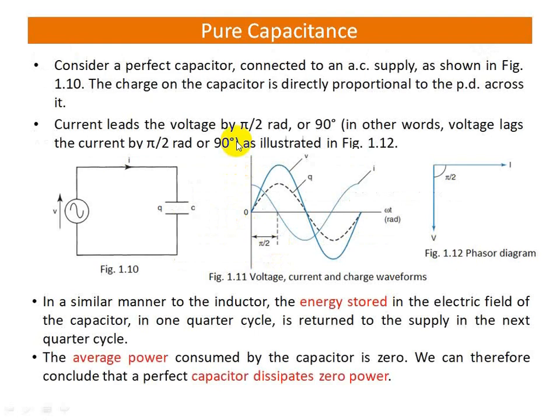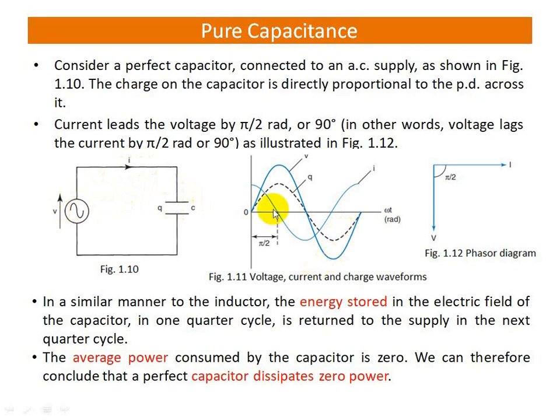Then let us consider a pure capacitance. When a pure capacitance is connected across a supply voltage V, which is V sin omega t, the current I is produced in the circuit and the capacitor has charge Q. The charge on the capacitor is directly proportional to the potential difference across the capacitance. In this case, the current will lead the voltage by 90 degrees, or the voltage will lag the current by 90 degrees.